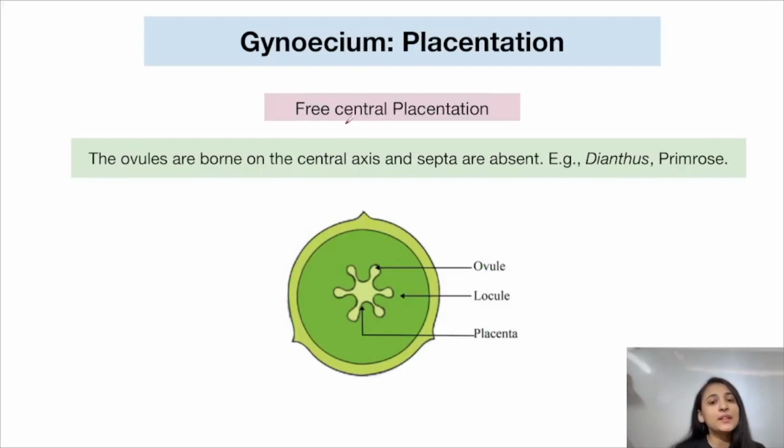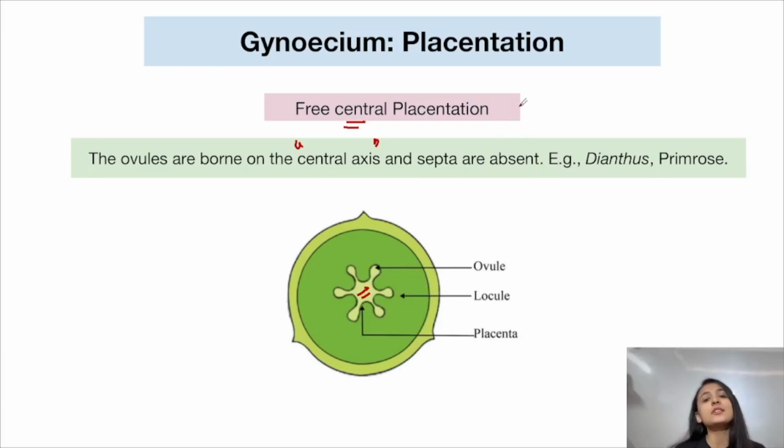Now let's come to free central placentation. In free central placentation, the ovules are born on the central axis. This is the central axis here and this is the placenta, right? The ovules are born like this around the placenta. They are born on the central axis and here the septa are absent. As you can see, no septa is present in this ovary. So such kind of placentation, where the ovules are present on the central axis and the septa are also absent, has a single locule.